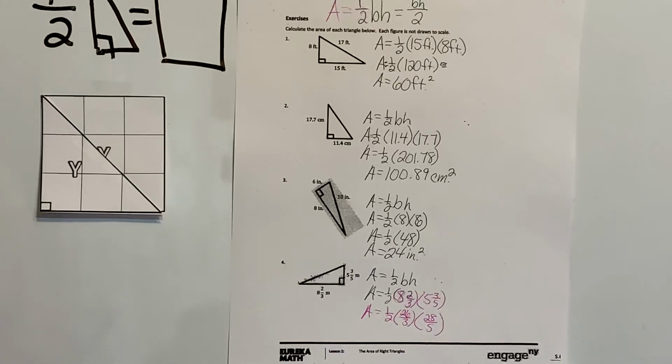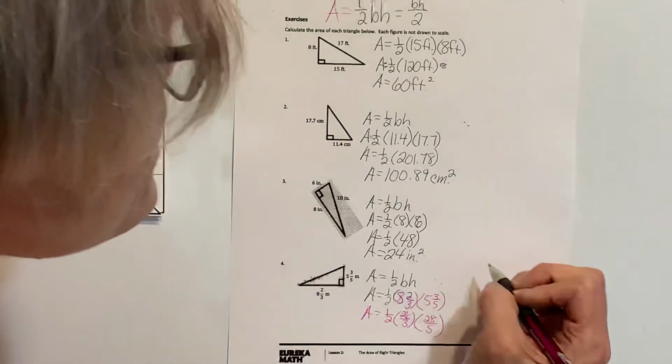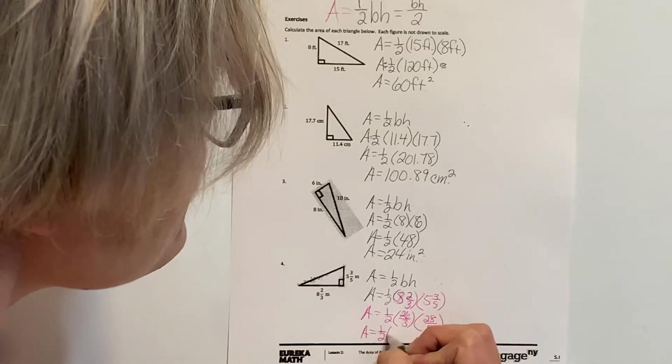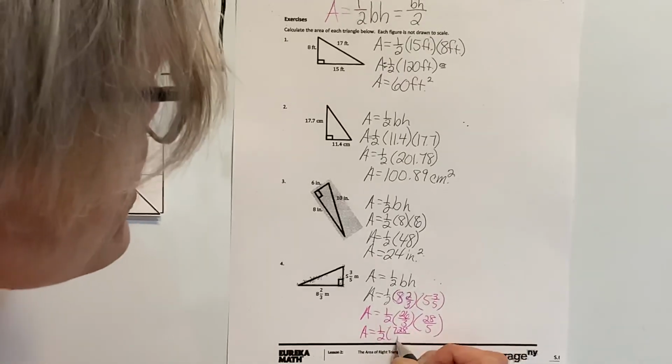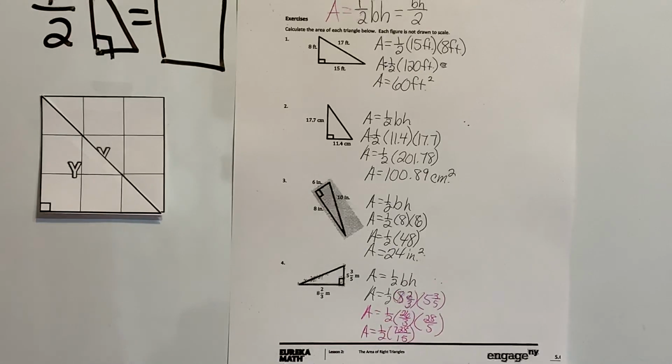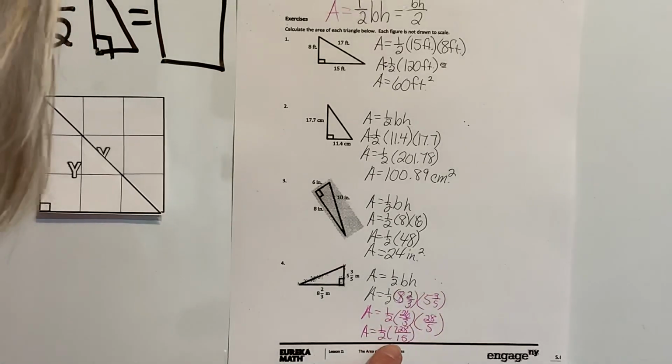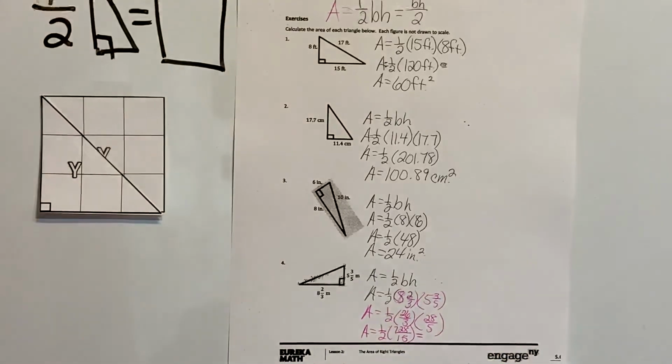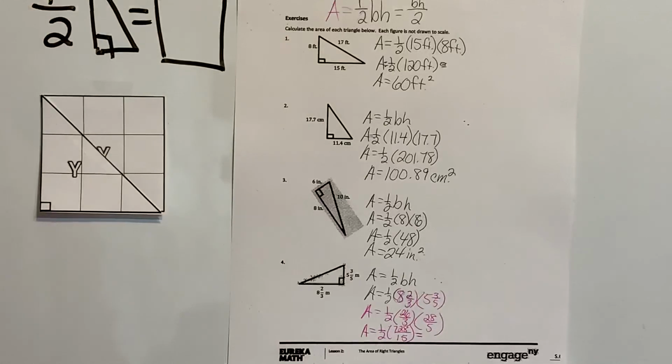So then I've got to multiply again. I'm going to go ahead and multiply 26 times 28, which gives me 728. So this would be half of 728. And I've got 3 times 5, which is 15. And then I need to take half of that. Well, that to me is going to be confusing. I'm going to take this and make this a mixed number. So if I take 728 divided by 15, that is going to give me 48.